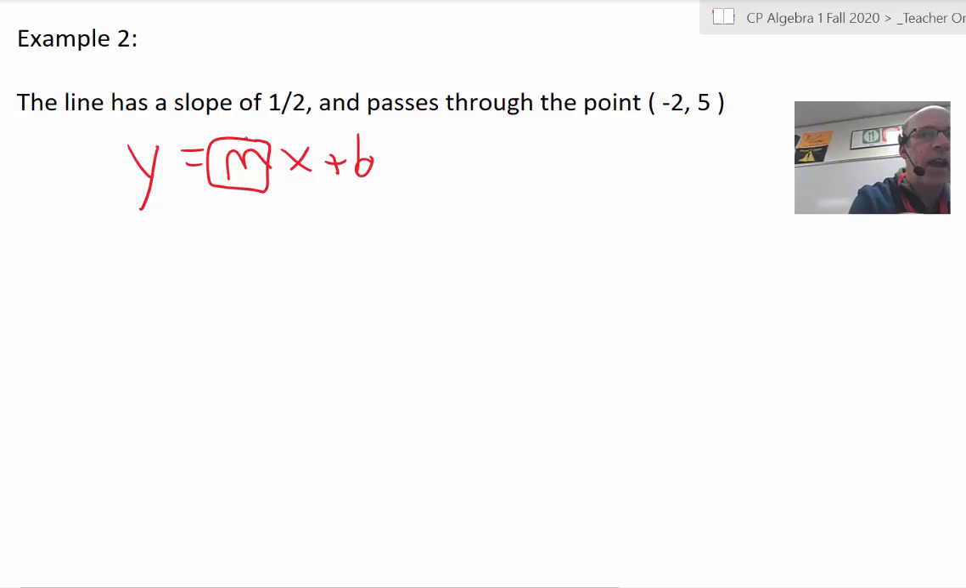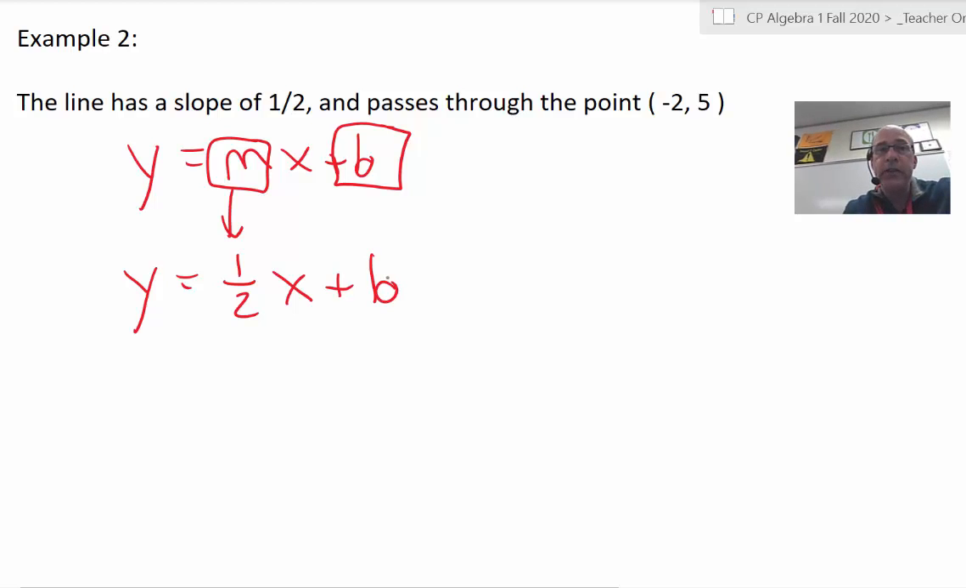My goal is to figure out what m and b are. Oh, I know the slope. They gave me the slope. How nice of them to give me the slope. y equals 1/2 x plus b. I have to figure out what b is.